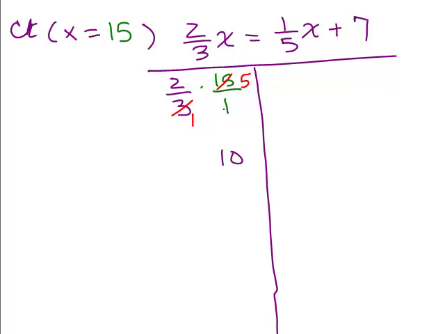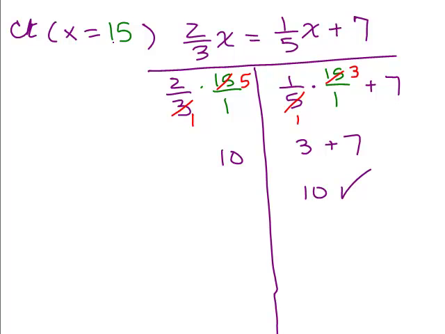Remember, when you plug this in, you're only simplifying the left-hand side, then you're simplifying the right-hand side, and then you're comparing. So I've got, on the right-hand side, 1/5 times 15 plus 7. I'm just doing my order of operations here. 5 goes into 15 3 times, so I get 3 plus 7, which is 10. So when I simplified it, I got 10 on the left side, 10 on the right side, so it checks. So that means 15 is indeed the correct solution. So we say x equals 15.